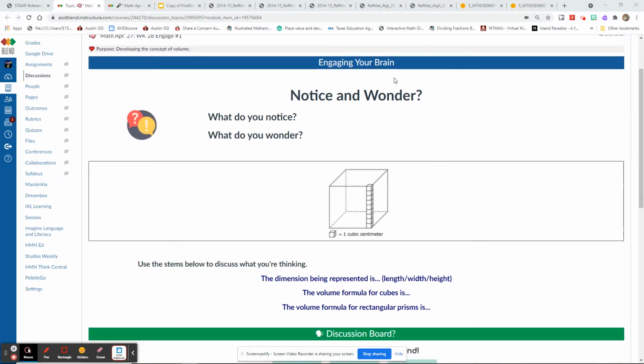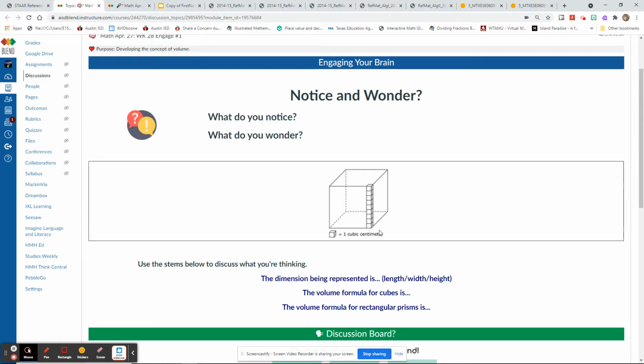So, today we are starting to talk about volume some more. You did your play pause it yesterday to introduce you to volume and three-dimensional figures and finding out how much is on the inside of a three-dimensional figure. Today, our first activity is a notice and wonder. What do you notice? What do you wonder? I changed the stems for you so you don't have to just say, I notice and I wonder. You can use some things that will help you very much this week.